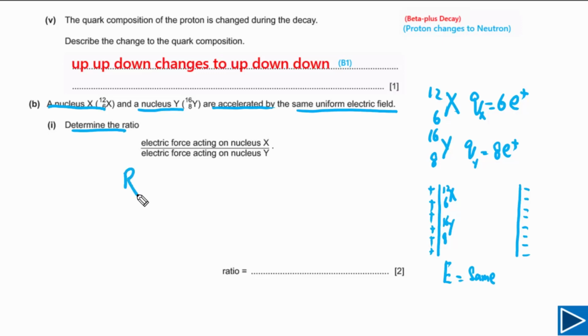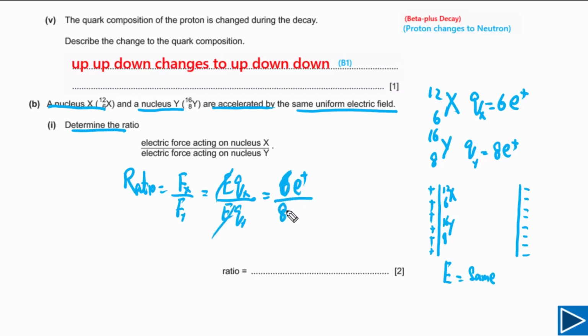Now we need to find the ratio, so we can write down the ratio. This is the force on X divided by the force on Y, where the electric force is equal to E times Q, so we can say this is EQx and this will be EQy. E is the same, so we can simply cancel E with E. So we are left with Qx over Qy. And Qx over Qy we can write down as 6e plus over 8e plus. Now if we simplify, e plus we can cancel. So our final answer will be 0.75. And this is the final answer we need to find out.